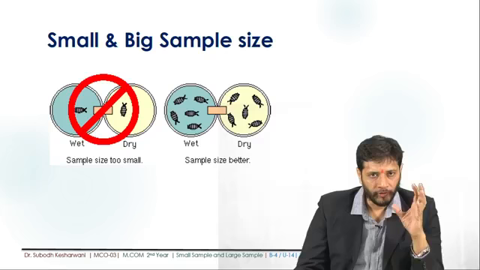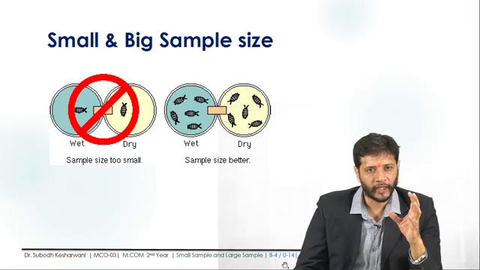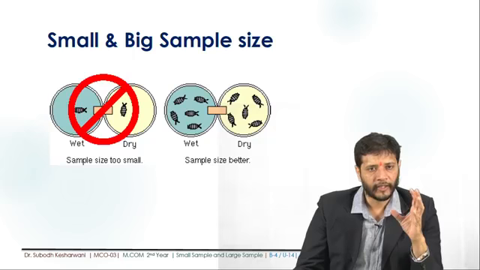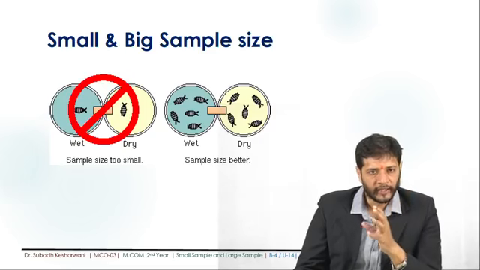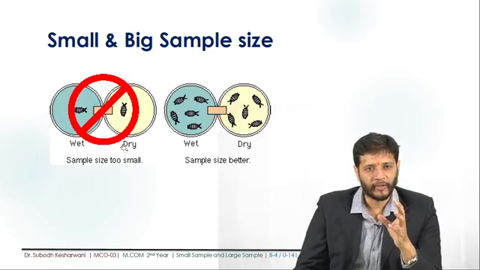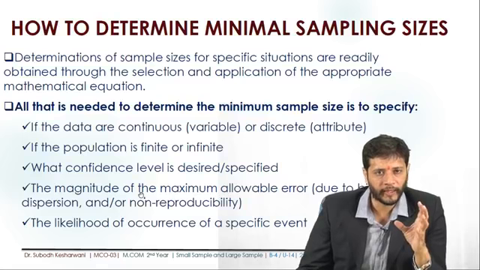If you see this particular image, you will find how small and big samples are distinguished. If the sample size is small, you are not in a position to get an overlapping result. If the sample size is better, that is what the scene is. So this is a way by which you distinguish between small and big sample size, and how to determine minimal sample size.